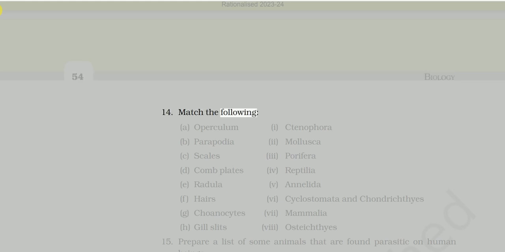14. Match the following. A. Operculum, 1. Ctenophora; B. Parapodia, 2. Mollusca; C. Scales, 3. Porifera; D. Comb plates, 4. Reptilia; E. Radula, 5. Annelida; F. Hairs, 6. Cyclostomata and Chondrichthyes; G. Choanocytes, 7. Mammalia; H. Gill slits, 8. Osteichthyes. 15. Prepare a list of some animals that are found parasitic on human beings.